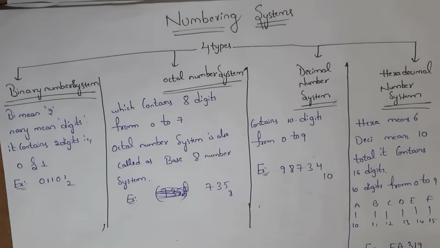Next topic is the numbering system concept in C programming. The numbering system is classified into 4 types. First one is the binary number system, second one is the octal number system, third one is the decimal number system, and fourth one is the hexadecimal number system.